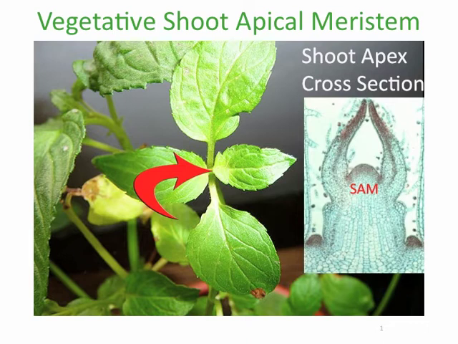The photo shown here shows a vegetative apex. That is, it's not currently flowering, it's just making new shoots and leaves.